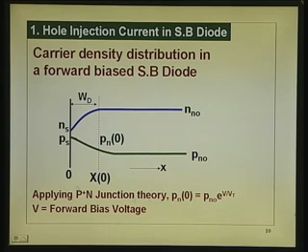So, applying p plus n junction theory, that concentration is p-n0 e to the power of V by V_T. Now, you may ask, why have you not changed it here? That also will go up, but the change here is very small compared to the majority carrier.